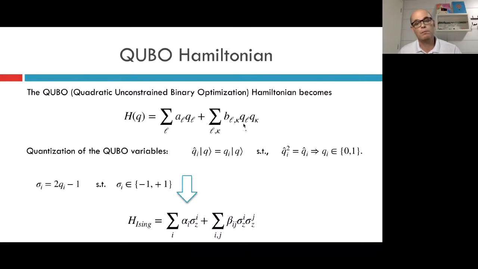And the last procedure here is the quantization of these variables. Instead of bits, now we have qubits, and they have this property: the eigenvalues of these operators are 0 or 1. And it's possible to do a map connecting these quantities q and Pauli matrices in this way. Then you connect the QUBO Hamiltonian to the Ising Hamiltonian. Now we have all the background necessary to deal with our problems of interest.